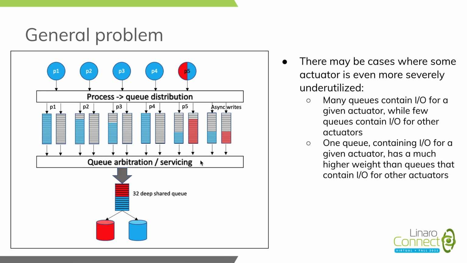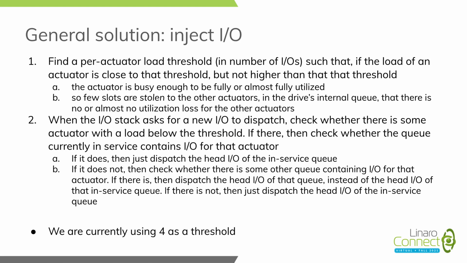For example, we may have many queues that contain IO for a certain actuator and only one for the other actuator. In that case, we have few requests served for that actuator with only one queue. Or we may have a queue with a high weight for one actuator and the other queues for the other actuator with a low weight. Also in that case, the other actuator is served only a little.